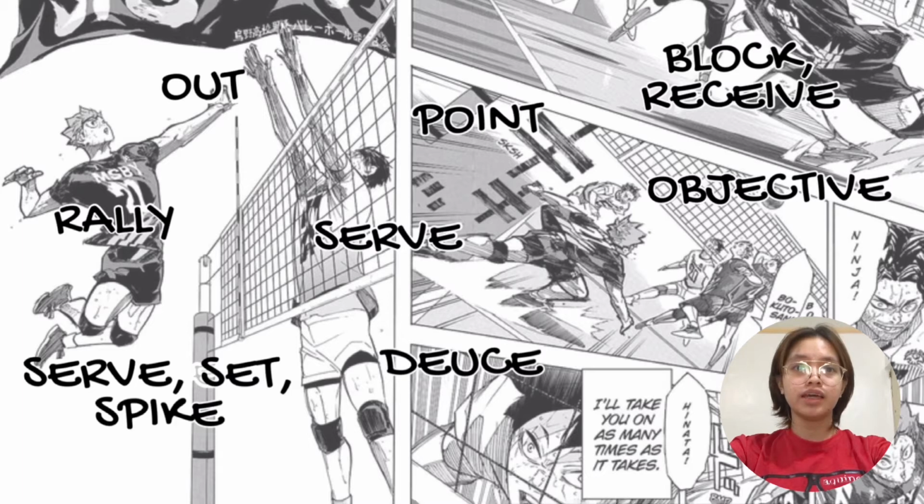The defense for the game are the blocks and receives. The offense for the game are the serves and the spikes. A deuce is when each team's score reaches 24 at the same time. A deuce is played until one team's score is 2 points ahead of the other. Hence, the winner of a set. A set is equal to a quarter in basketball.